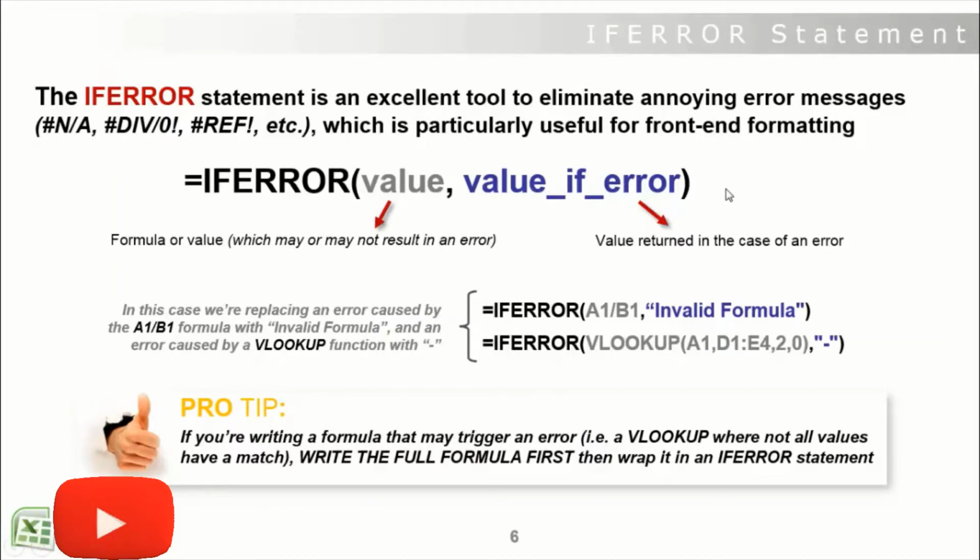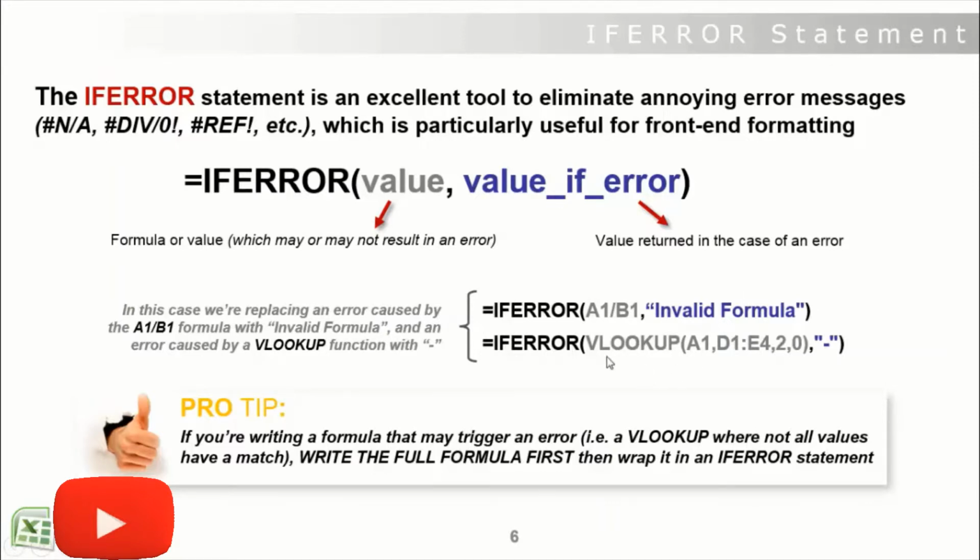and this is just the value that you want to return in the case of an error, in place of the error message that it would have thrown. So 2 examples here. If we have a division problem, A1 divided by B1, and we know that B1 might potentially be a 0 in some cases, we can say, all right, instead of giving me a #DIV/0! when you do this function, instead return the text string "invalid formula".